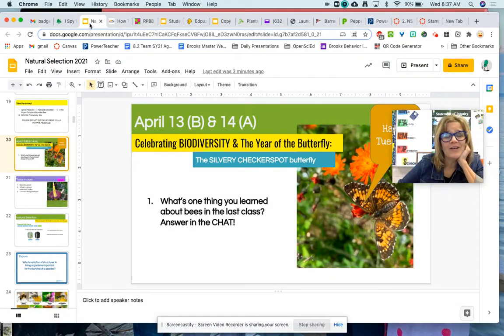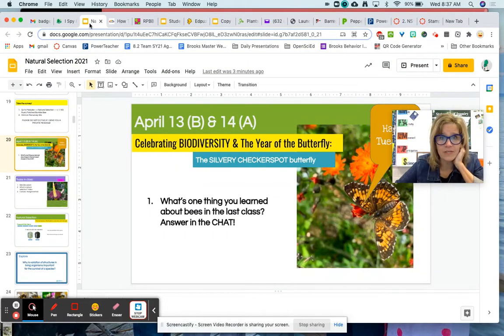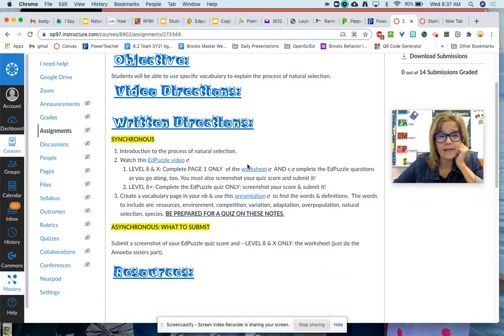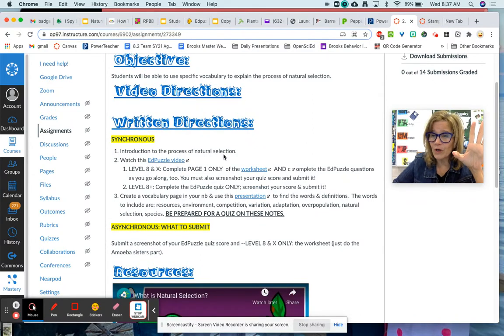Squadoodles. So today you're learning about natural selection, and there's actually quite a bit of work to do. So I just want to make sure you really understand the directions. When we look at our friend Canvas, in class we're going to do a bunch of work on natural selection, just an overview. And then you have 2 assignments.